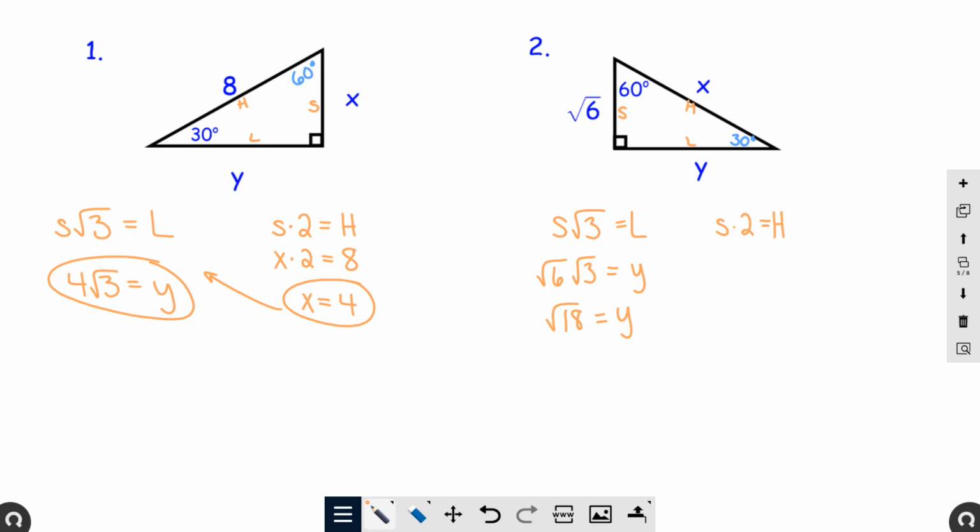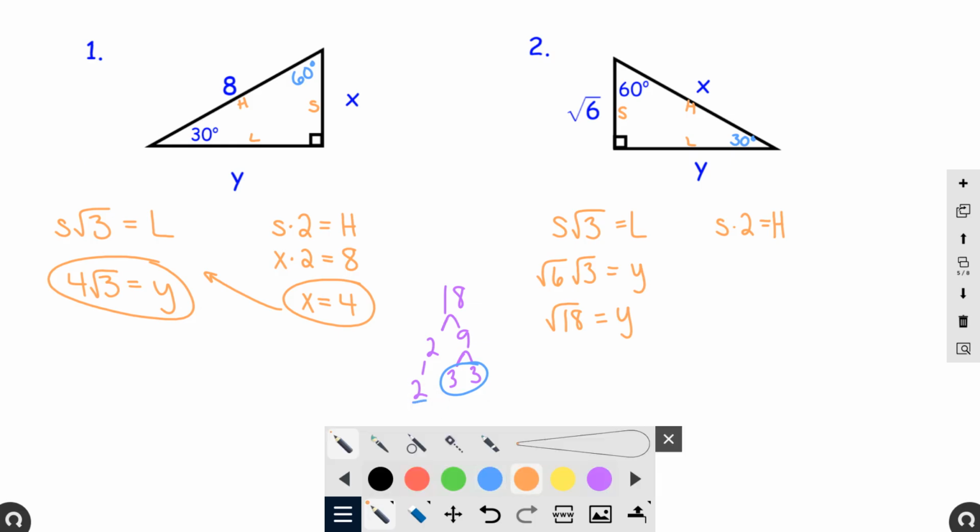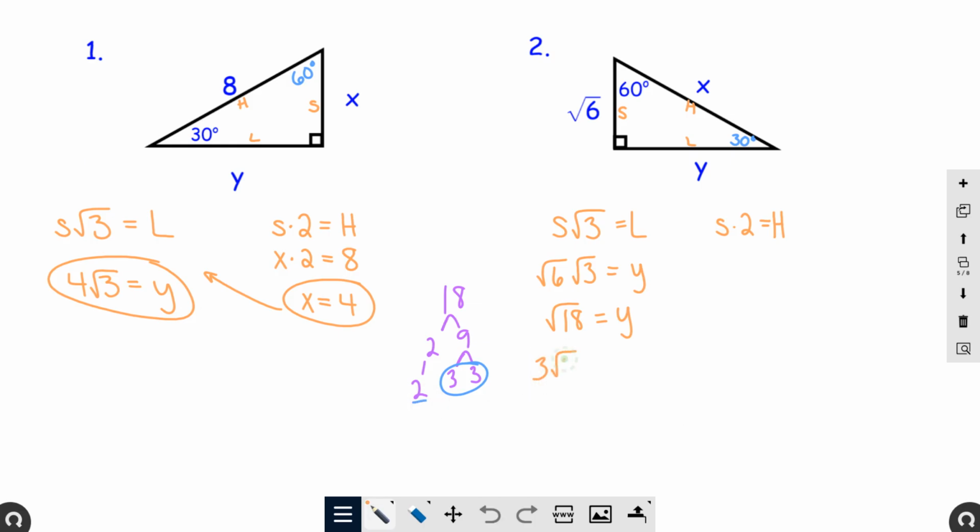That's right. Remember, any number that's under a square root, we need to simplify it as much as possible. And 18, we can make a factor tree with it. What multiplies to be 18? Either way, it'll work out the same. What multiplies to be 9? So we have, that is correct.